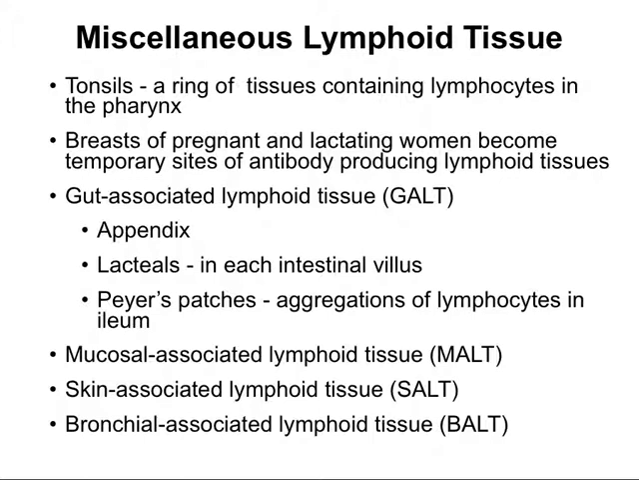Some less defined patches of lymphoid tissue are the mucosal-associated lymphoid tissue, which is associated with any mucosa, skin-associated lymphoid tissue, and bronchial-associated lymphoid tissue in the respiratory system. Again, these are a little less organized than the appendix and lacteals and Peyer's patches, but they definitely have a significant role in the immune notification system.